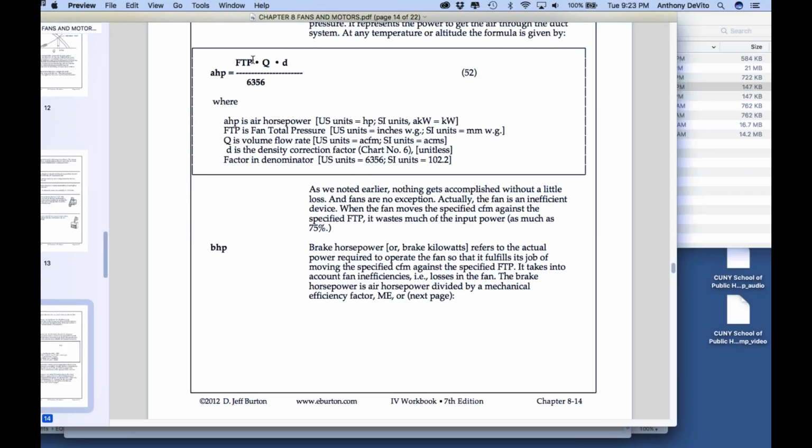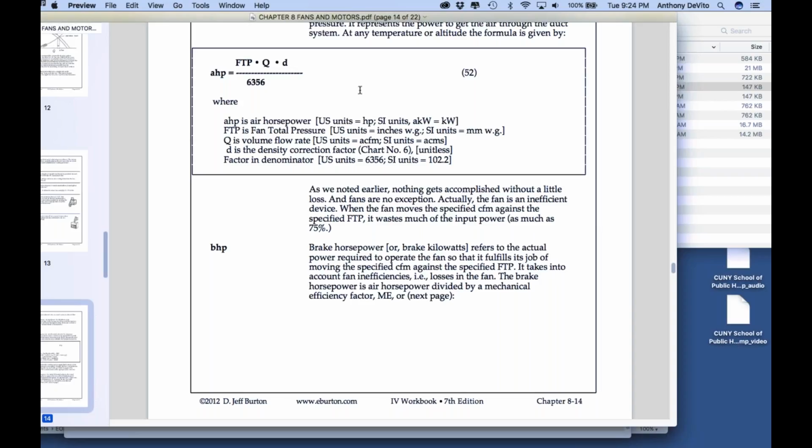The way we calculate that is the fan total pressure times the quantity of air times the density correction factor, which we're going to ignore, divided by 6356. What's that 6356? That's an accumulation of all the constants that you need in order to change that into horsepower. It's the weight of air represented by the quantity of air that you're moving per minute. It's the energy that you have to overcome to get the static pressure. It's a combination of all of that, and the result is horsepower. There's a different number you would put on the bottom if you're in the metric system.